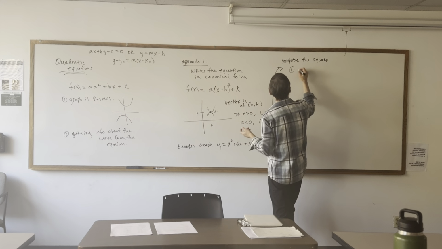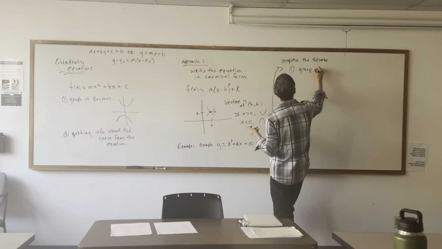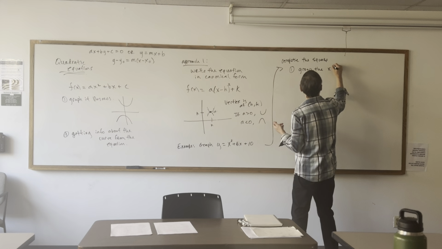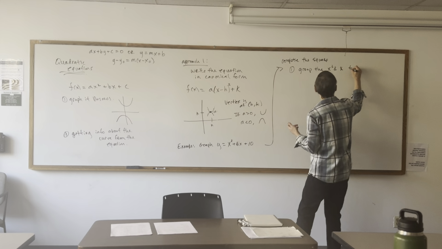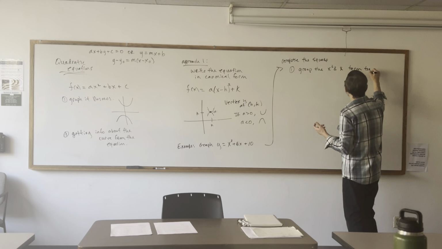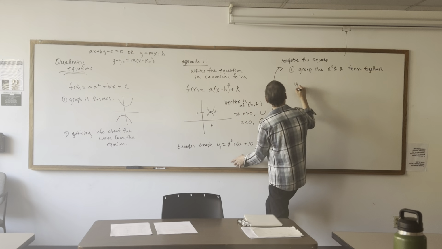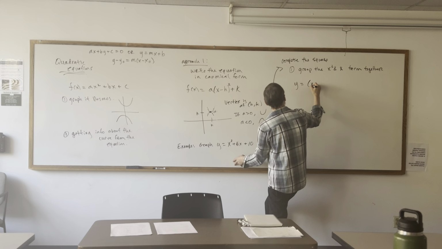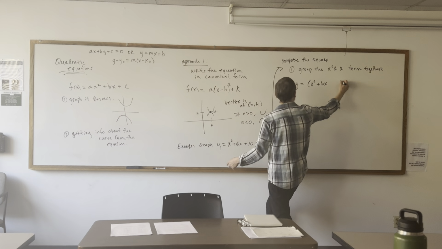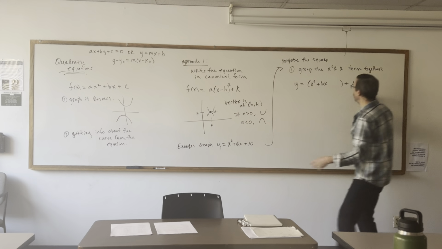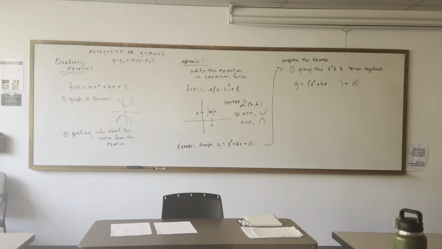So step 1 is group the x squared and x term together and leave a little space. So this is going to become y equals, I'm going to put a parenthesis, x squared plus 6x, leave a little space, plus 10. So that's what I mean by group them together. Really not much has happened.